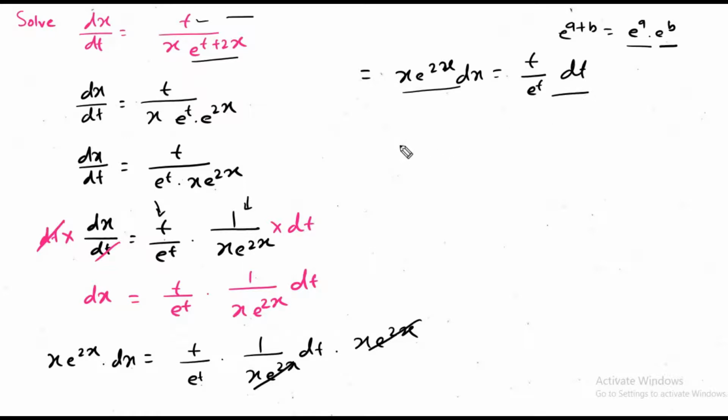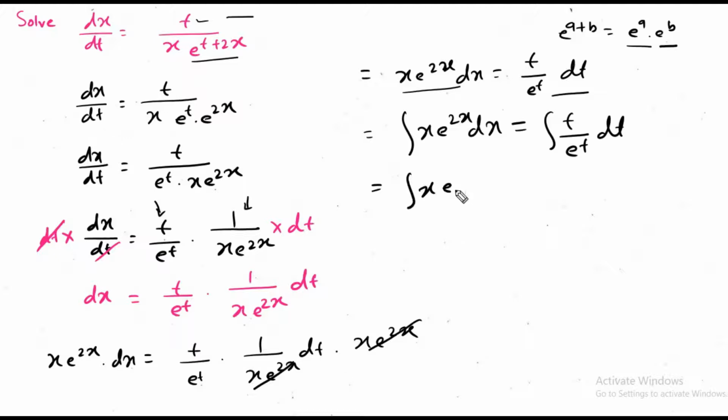Now we integrate this equation. Integration x e to the power 2x dx is equal to integration t upon e to the power t into dt. Simplify this equation. Integration x e to the power 2x dx is equal to integration t e to the power minus t into dt. We have the equation x into e to the power 2x into dx is equal to integration t into e to the power minus t into dt.